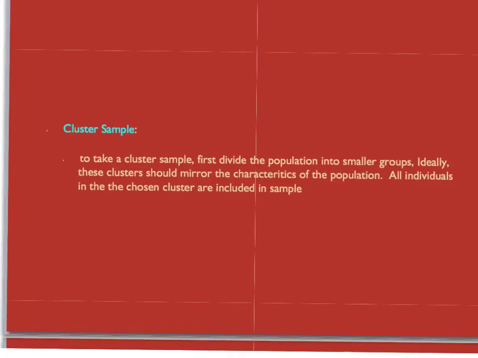How about cluster samples? To take a cluster sample, first divide the population into smaller groups. Ideally, these clusters should mirror the characteristics of the population. All individuals in the chosen cluster are included in the sample.